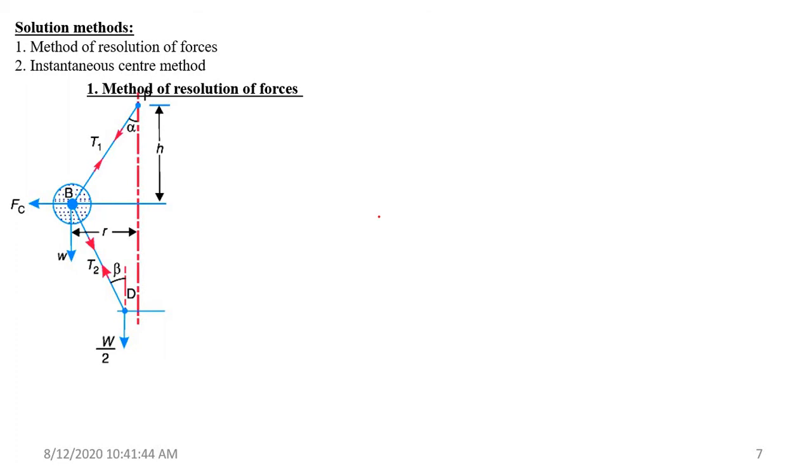Okay. This is the free body diagram or space diagram of the Porter governor. Here W by 2 is the portion of the central load. Here small w is the weight of the ball. Capital W is the central load. Here Fc is the centrifugal force. T1 is the tension in the upper arm, T2 is the tension in the lower arm. Beta is the angle between the spindle axis and the lower arm, the angle of inclination. We know the height of the governor. Okay. So now we derive the equation.